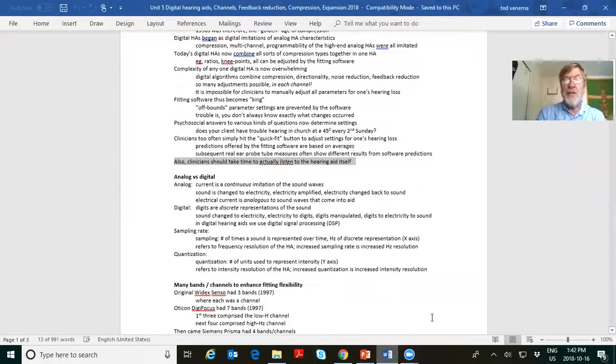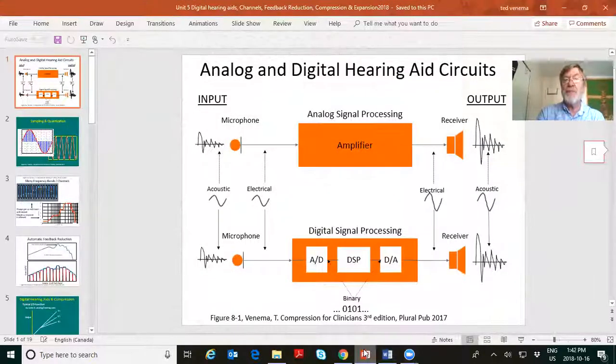And let's look at a picture here so you can see. Analog versus digital hearing aid circuits. Look at the top. The top is showing you sound coming into a mic. Now, there's nothing digital about the mic. A mic is a mic is a mic. A mic is a transducer. It changes sound waves into electricity.